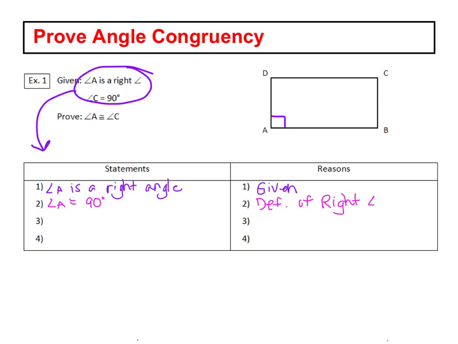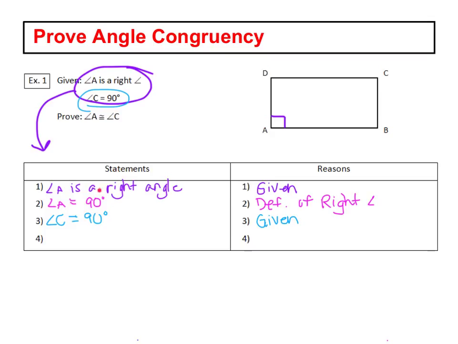All right, so that takes care of angle A. Now we also know, remember, they told us that angle C was equal to 90 degrees. So that's another statement we can make. Angle C is equal to 90 degrees. And our reason, how did we know? Well, again, that was given to us, so that's just a given. So what we have now, if you notice, is we're saying that angle A is 90 degrees and that angle C is 90 degrees.